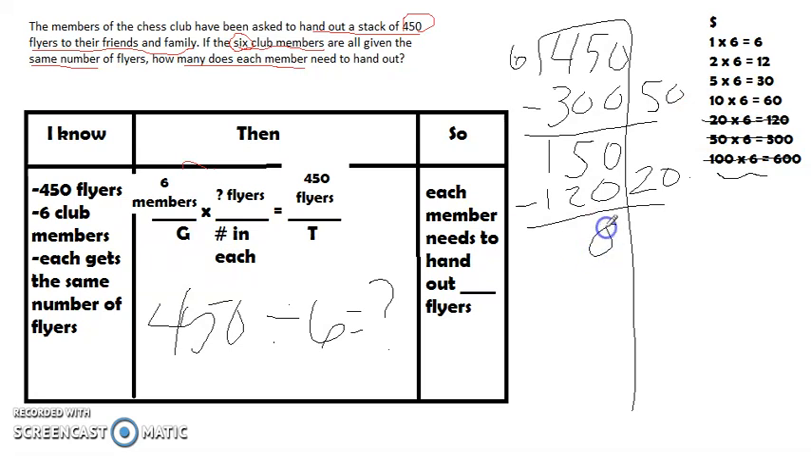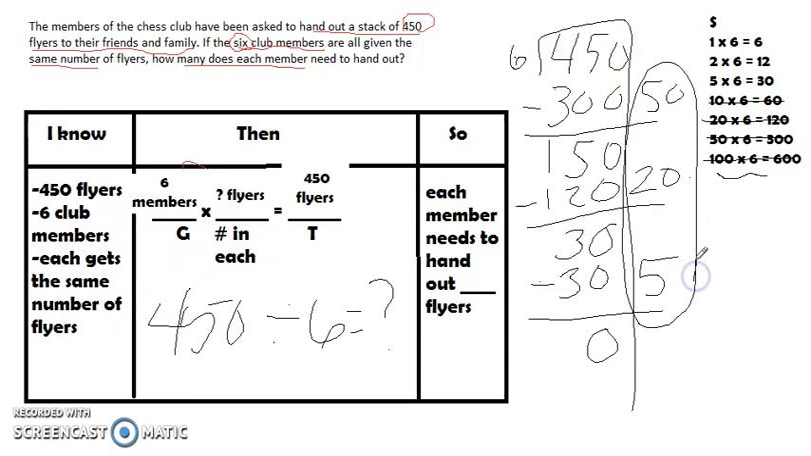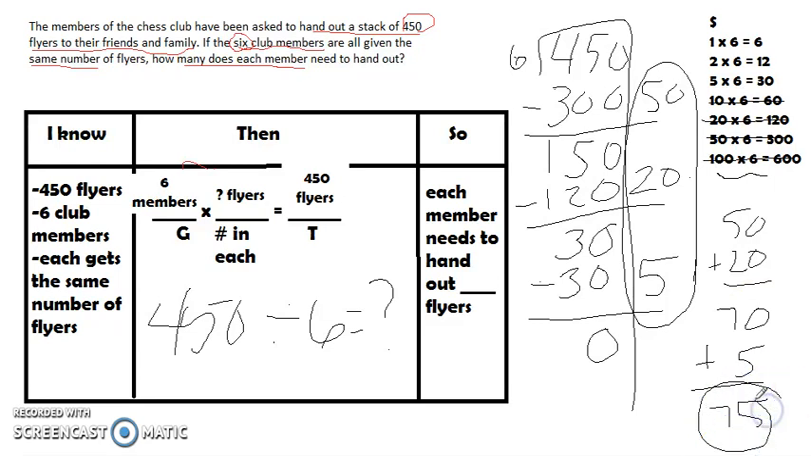That leaves me with 30 left. Well, I can't subtract 60, but I can subtract 30, which is 5 groups of 6. And I have no remainder left over. Now I need to add up to get my quotient. So 50 plus 20 is 70, plus 5 is 75. So that means each person will have to hand out 75 flyers.